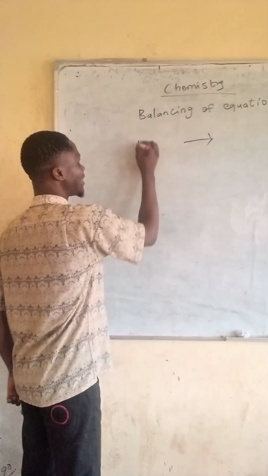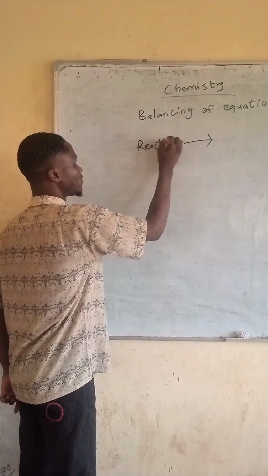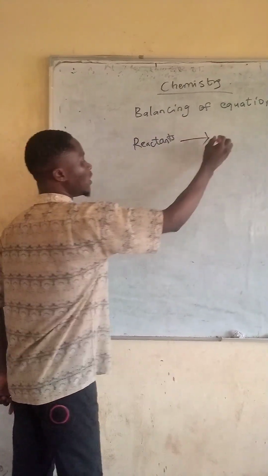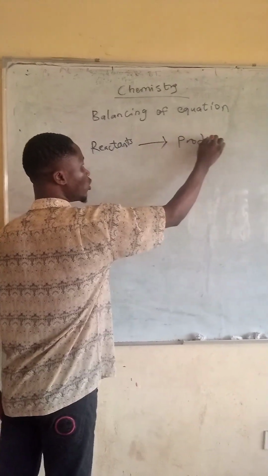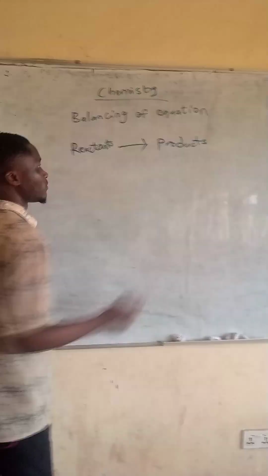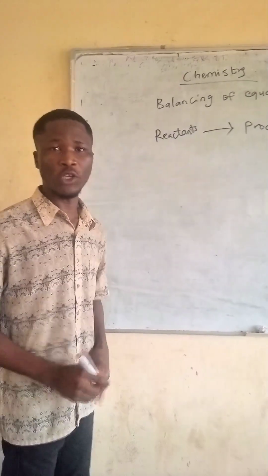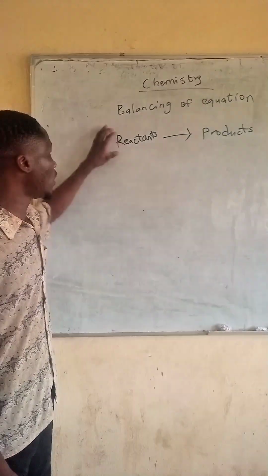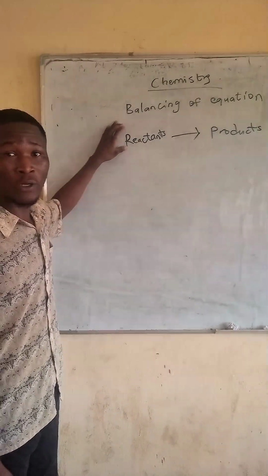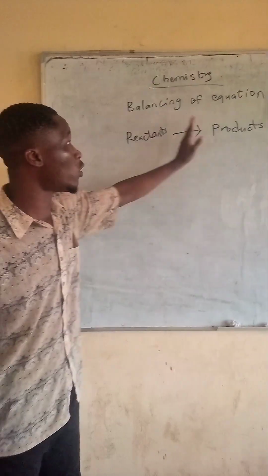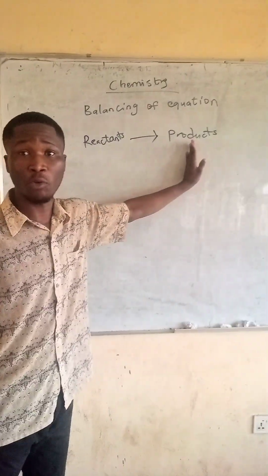We have the reactant side and we have the product side. So in balancing an equation, we are saying that every element or atom on the reactant side should be equal to the atom or element on the product side.